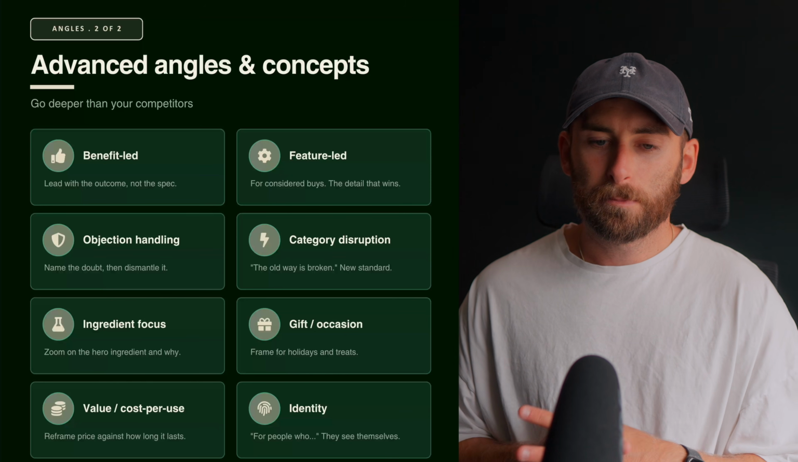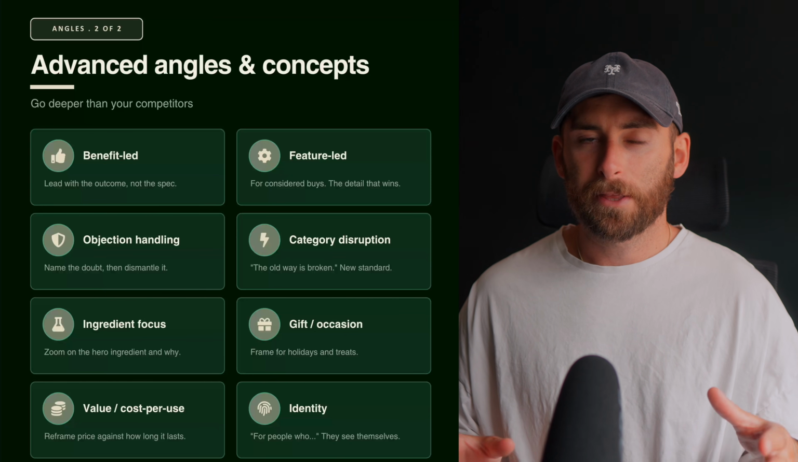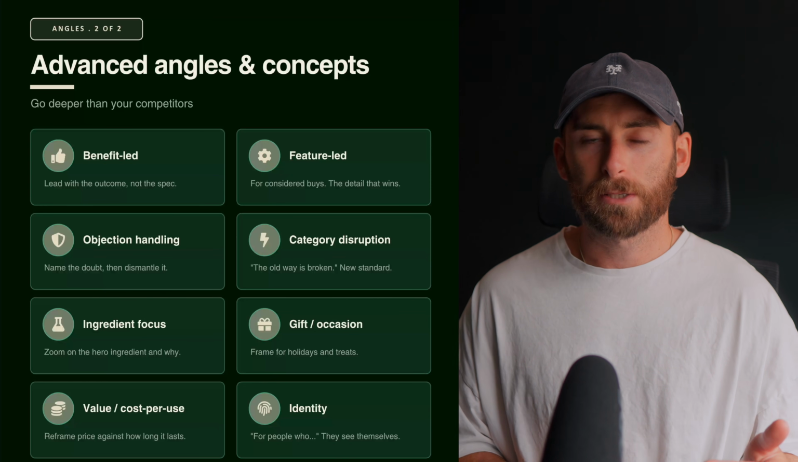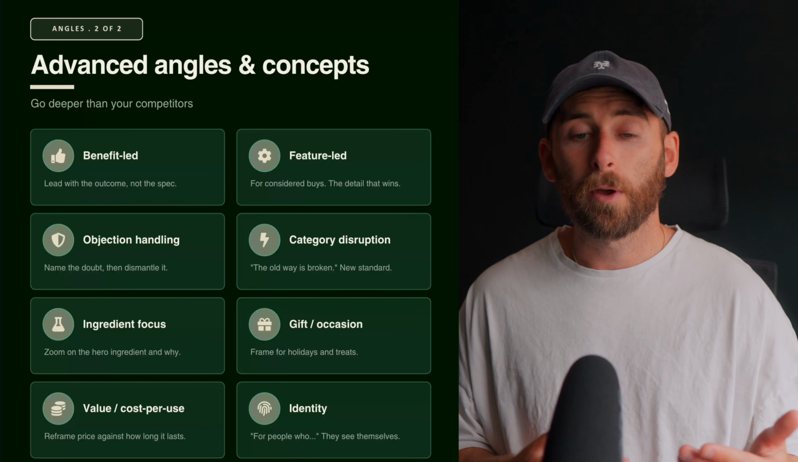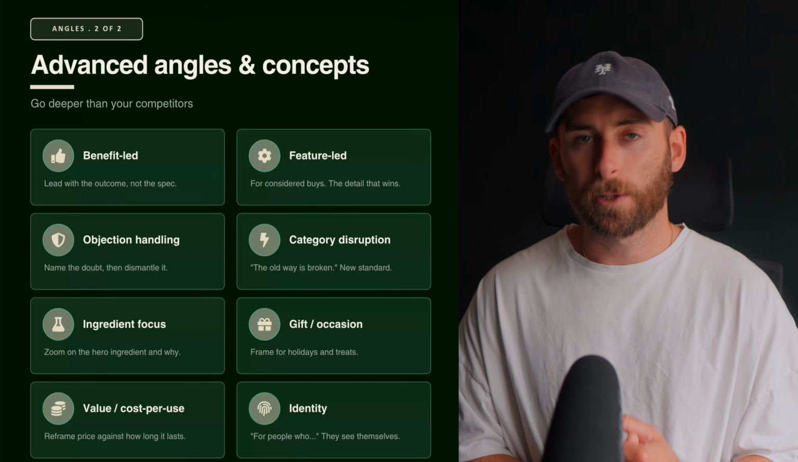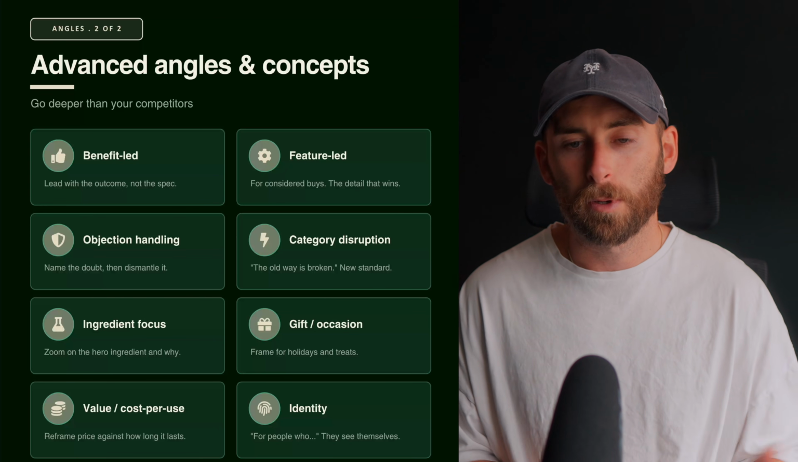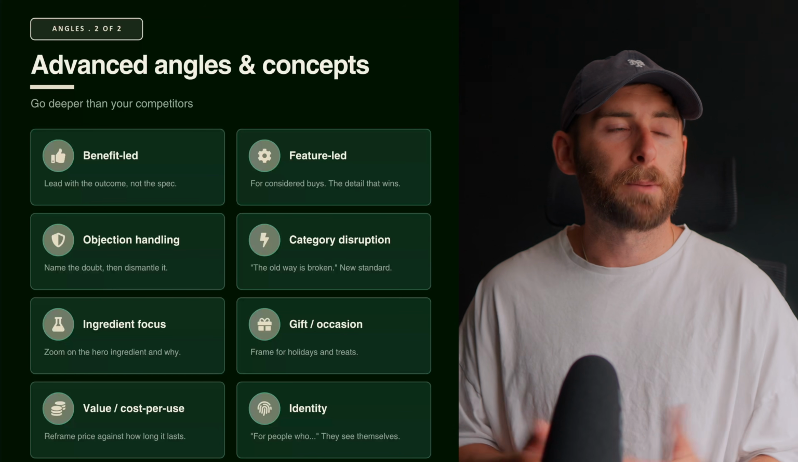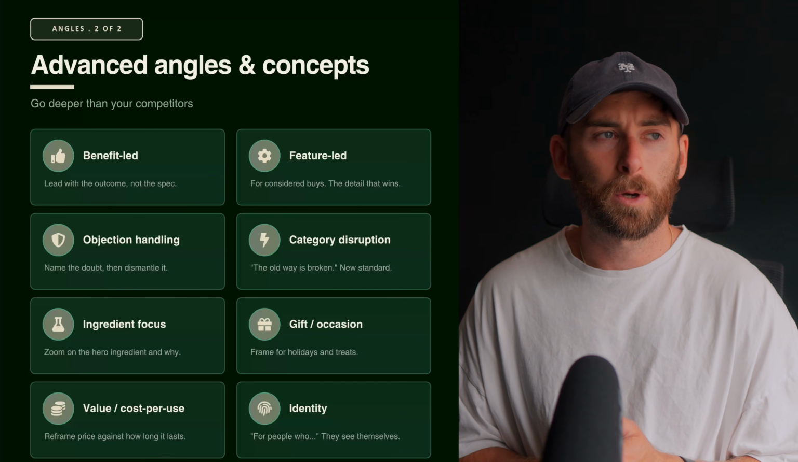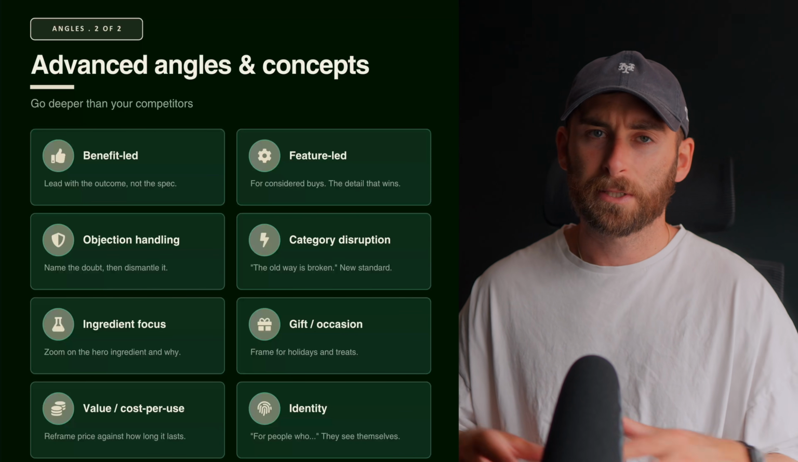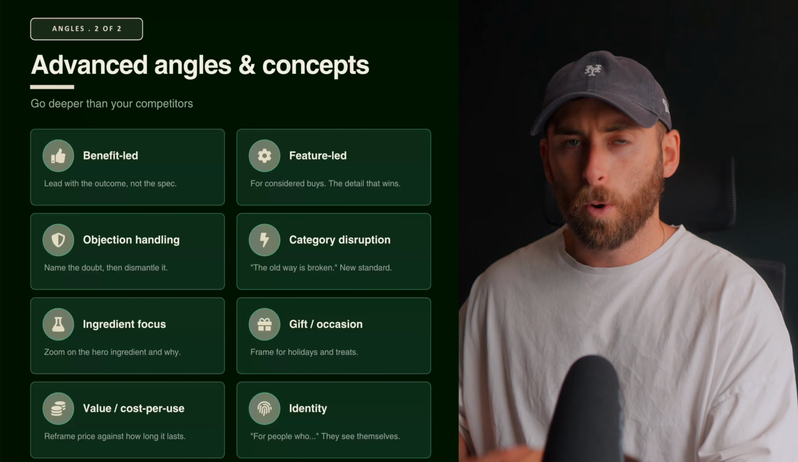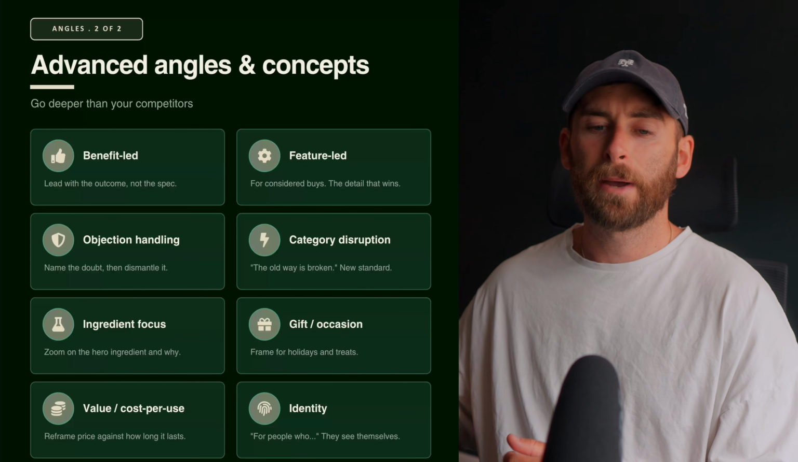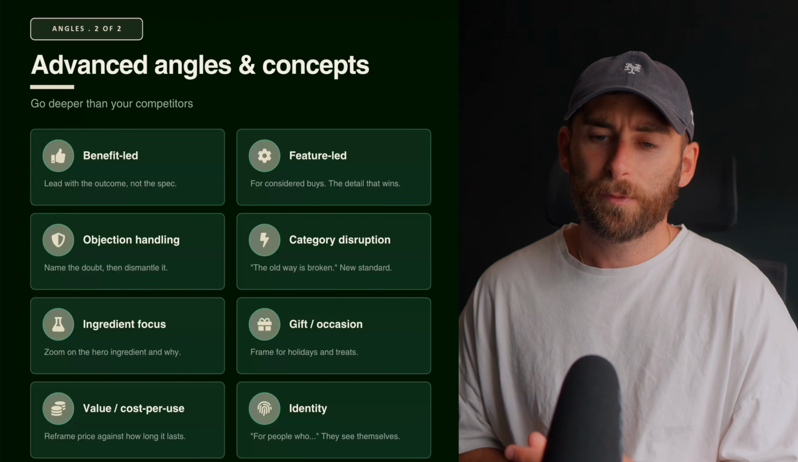Ingredient focus. So if you've got a business that has, let's say, a skincare business or a supplement business, we want to talk about those sort of things. So we're zooming in on the hero ingredient and why. For example, you see a lot of big brands like New Tonic at the moment. They talk about the amount of nootropics and caffeine that are in their drinks, and how it's more powerful and outweighs the competitors.